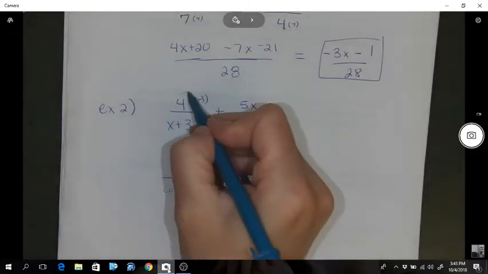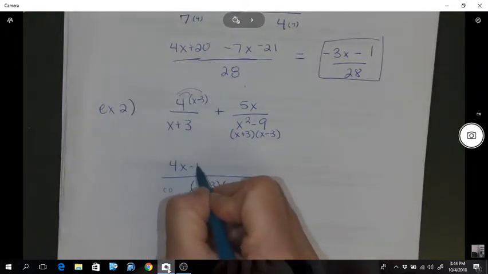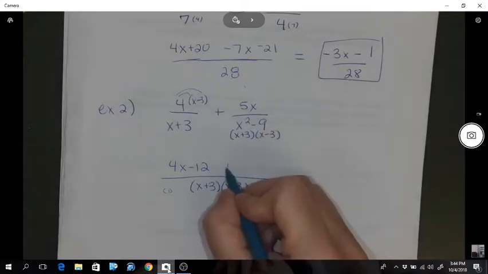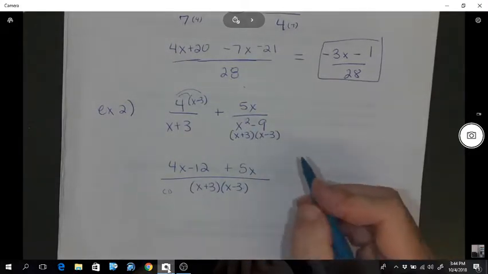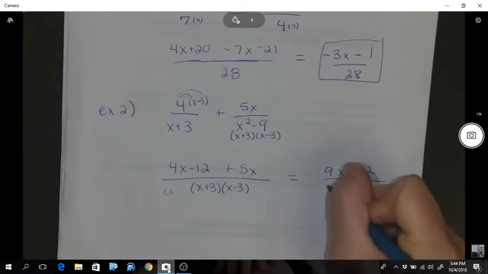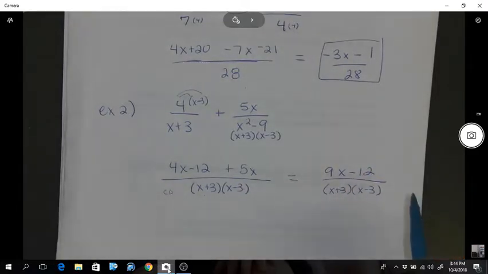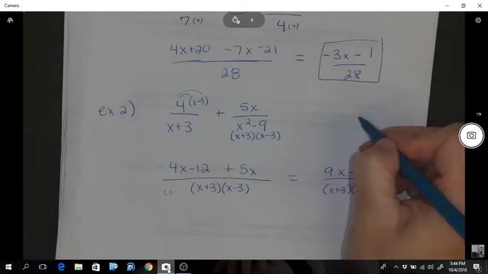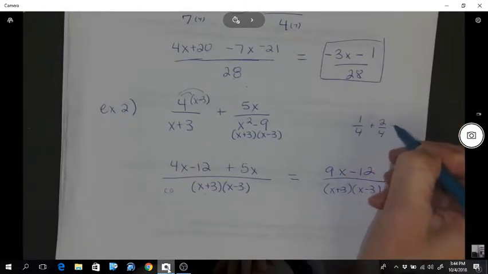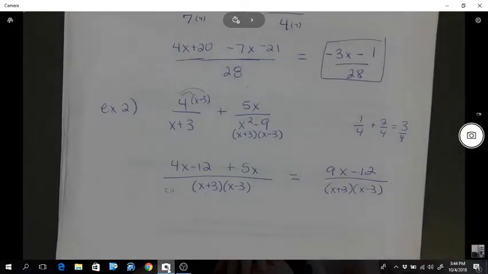Okay, so the first fraction got changed, so it would become 4x minus 12. The second fraction just has a 5x in the numerator, so my final answer is going to be (9x subtract 12) all over (x plus 3)(x minus 3). And I often get people who think, well, why can't I just write 9x minus 12? It would be the same thing as saying 1/4 plus 2/4 equals 3. That's what you would be writing. You need to make sure that you keep the denominator on that. Okay?